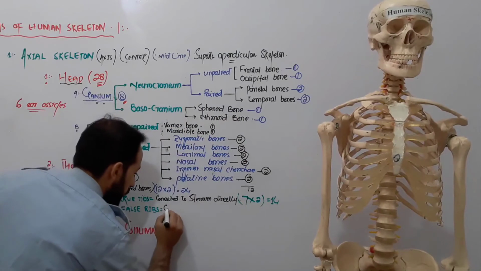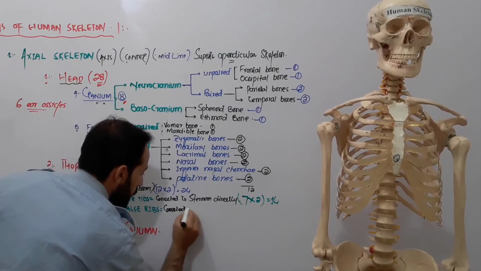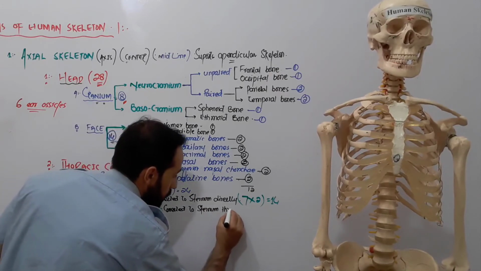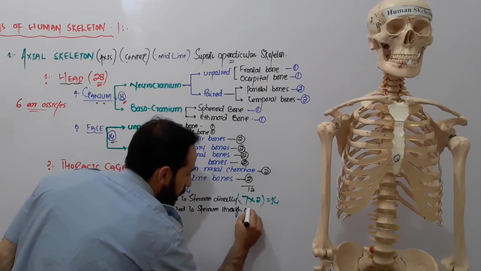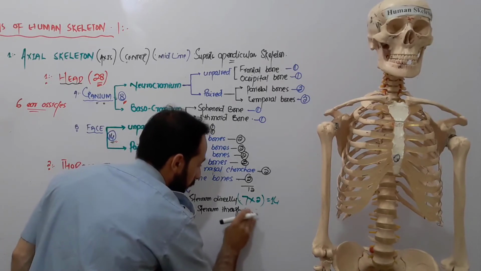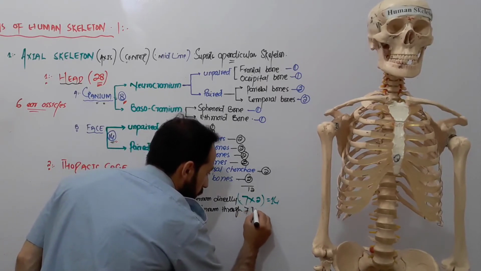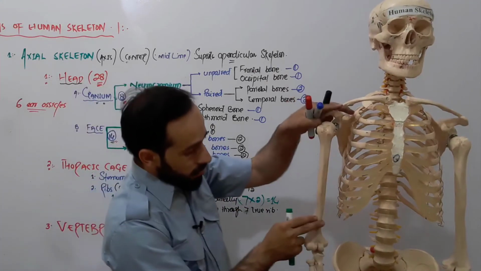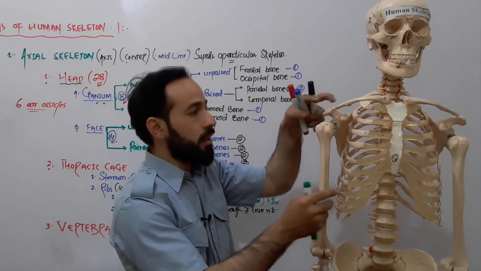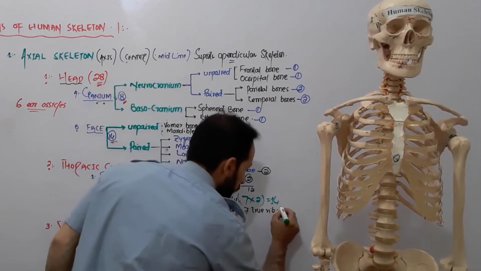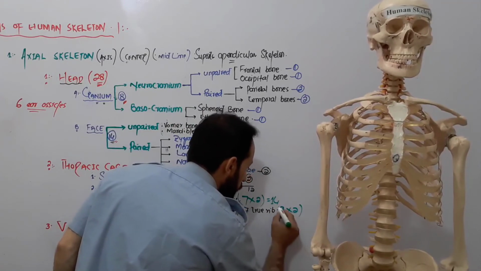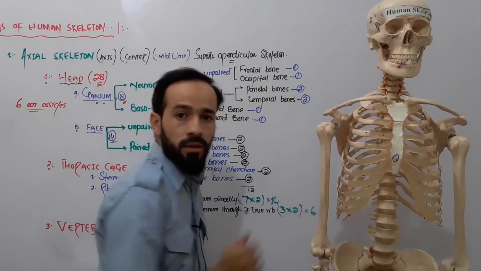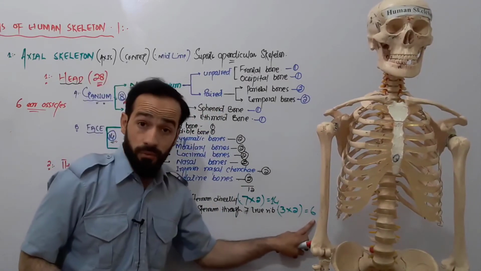So connected to sternum through other ribs, or we say through the 7th true rib, right? And how many are these? These are 1, 2, 3. 3 false ribs we have. So we have 3 multiplied by 2, a total of 6 false ribs. You have 3 on this side and 3 on that side. You have 6 false ribs.